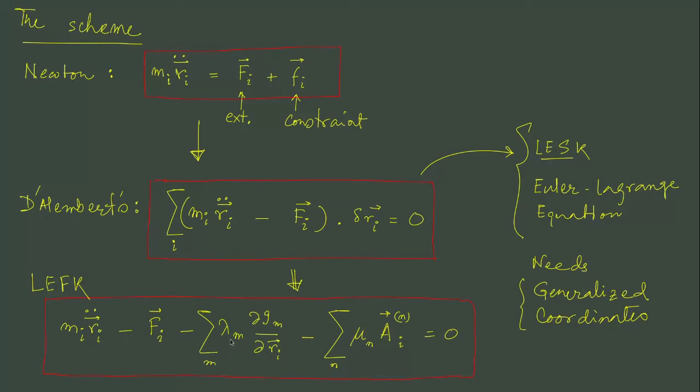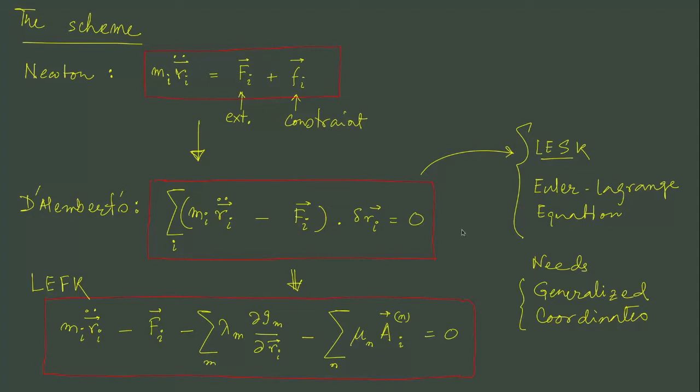Here the lambda m and mu n are unknown quantities. After we solve this, there are 3n equations and k number of unknowns, these lambda m and mu n. If we solve them, then we get the unknowns plus the equation of motion for the remaining independent variables. The trouble is, this dealing with constraints is not a palatable solution for many physicists. I mean, it's messy.